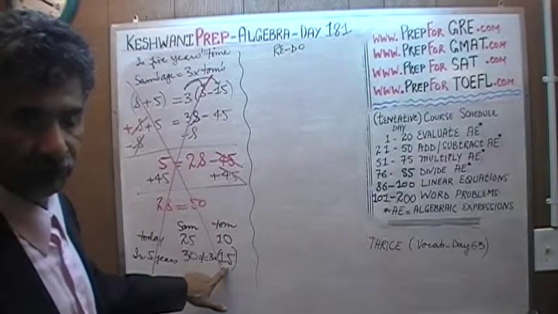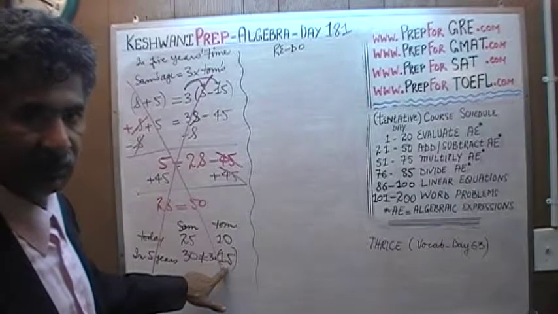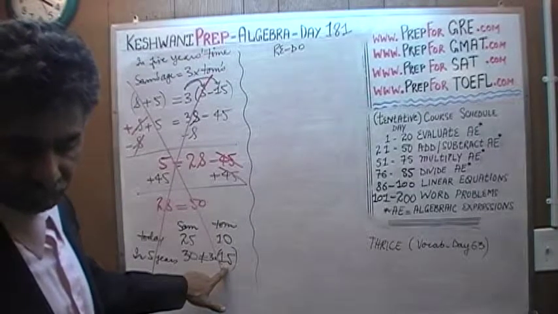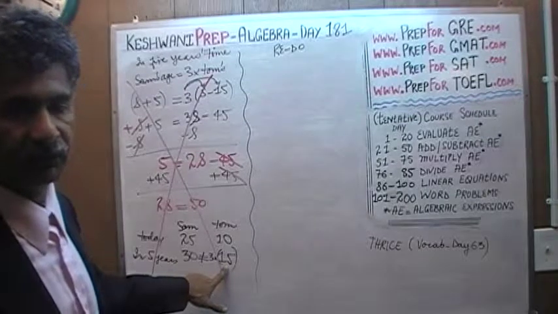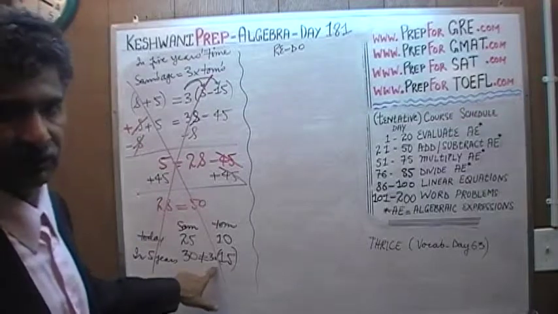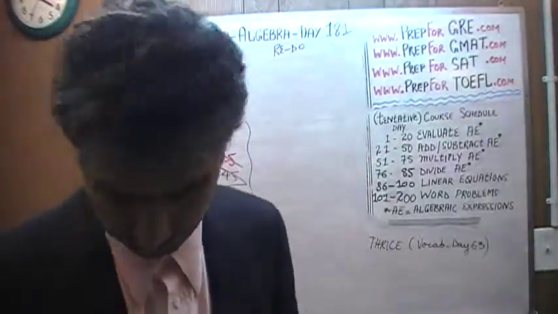But the problem tells us that in 5 years' time, Sam's age will be thrice Tom's age. Here it is twice Tom's age, not 3 times. Something is wrong. Let's redo it.